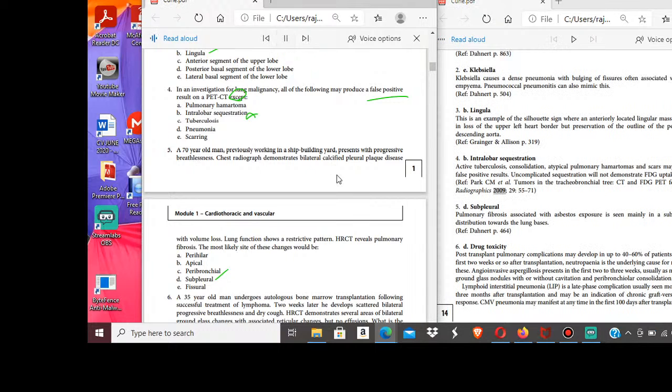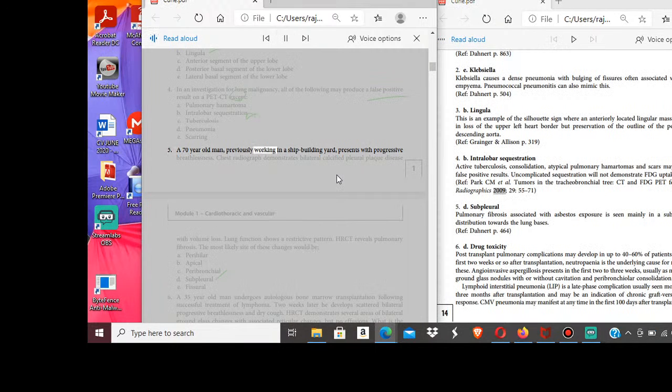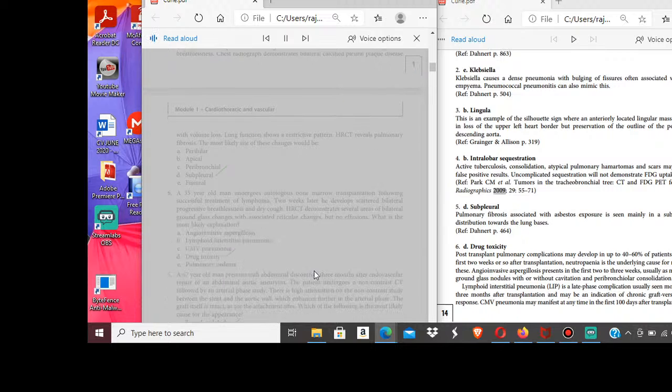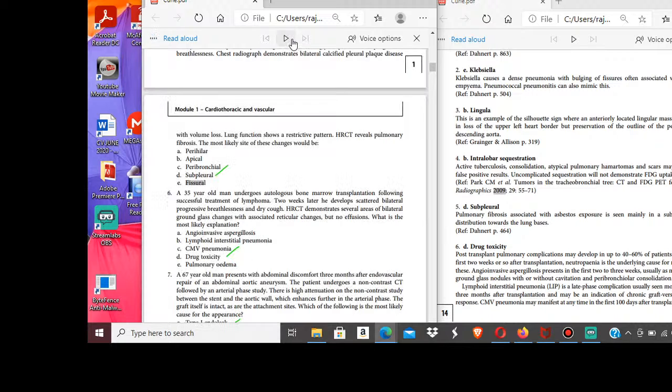5. A 70-year-old man, previously working in a shipbuilding yard, presents with progressive breathlessness. Chest radiograph demonstrates bilateral calcified pleural plaque disease with volume loss. Lung function shows a restrictive pattern. HRCT reveals pulmonary fibrosis. The most likely site of these changes would be: A. Perihilar. B. Apical. C. Peribronchial. D. Subpleural. E. Fissural.